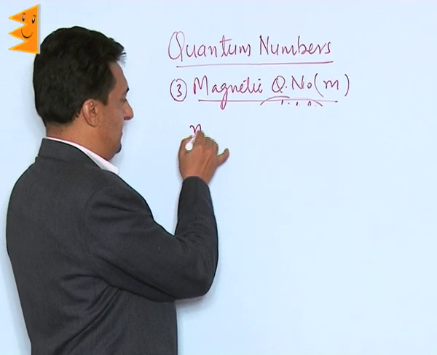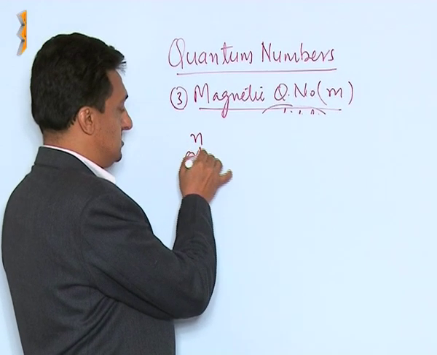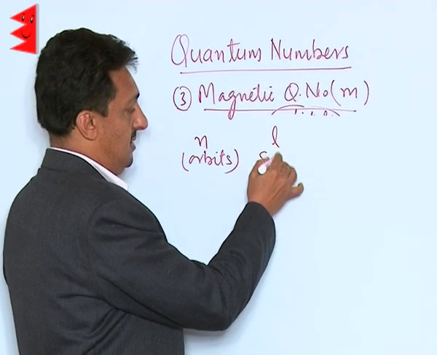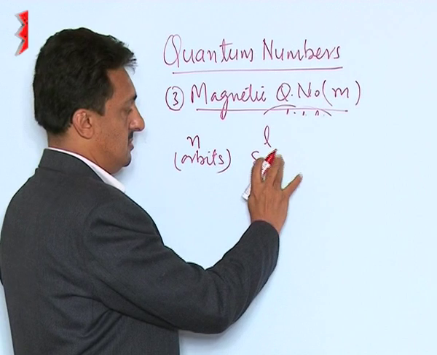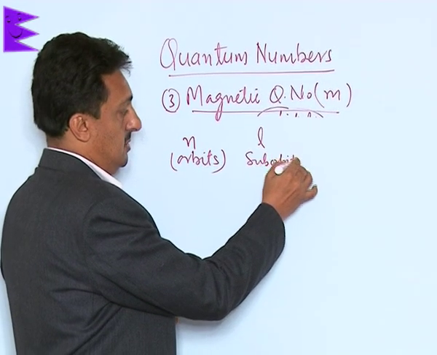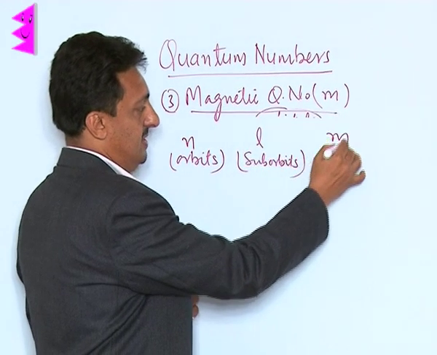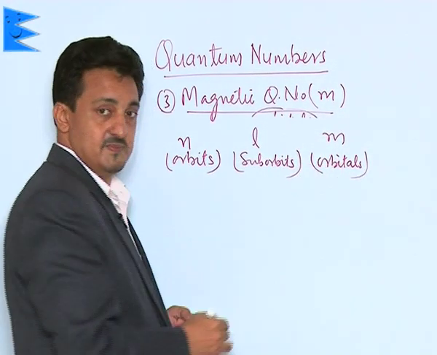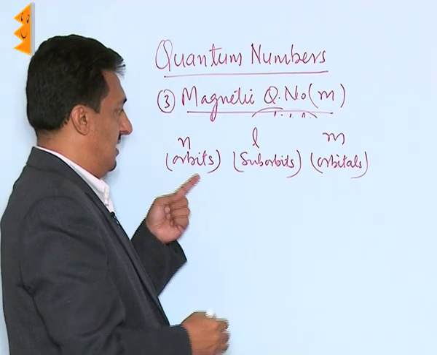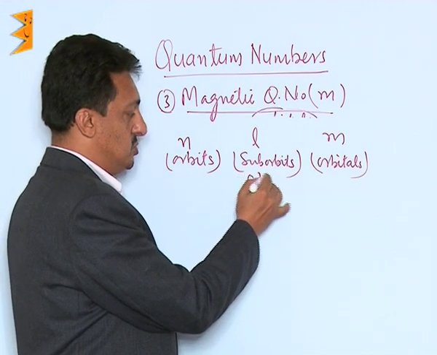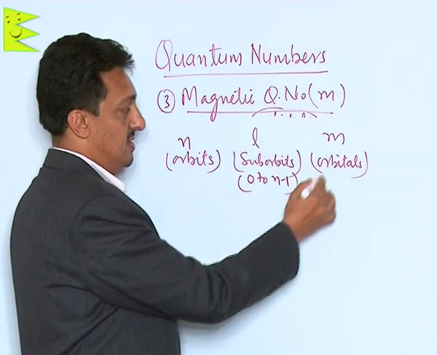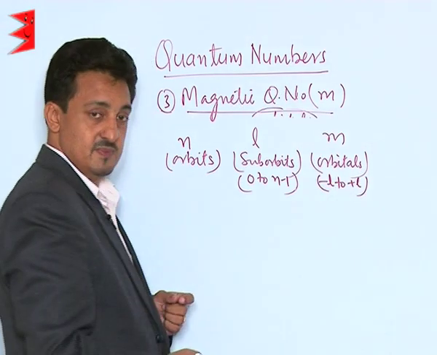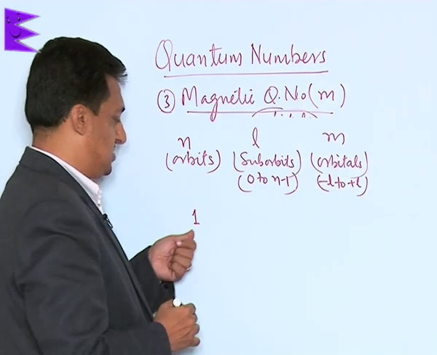Like we know, N mainly talks about orbits, L talks about suborbits, and M talks about orbitals. We know the value of L is 0 to n minus 1, and the value of M is minus L to plus L.